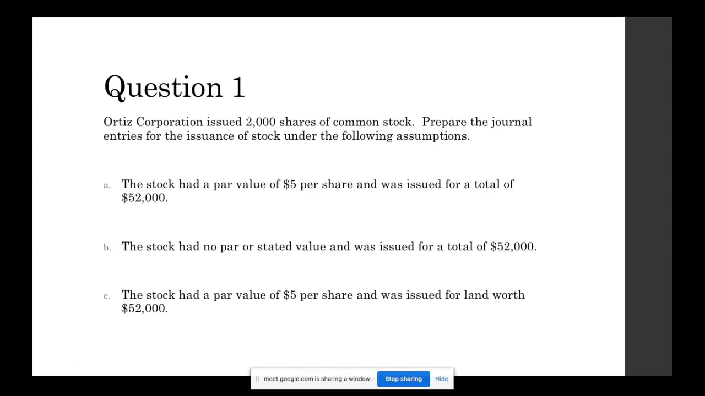Ortiz Corporation issued 2,000 shares of common stock. We need to prepare the journal entries for the issuance of stock under the following assumptions. So we have 3 different scenarios here. The first one, the stock had a par value of $5 per share and was issued for a total of $52,000. Second part, the stock had no par or stated value and was issued for a total of $52,000. Or the stock had a par value of $5 per share and was issued for land worth $52,000. So we need to prepare these journal entries for each of these scenarios.